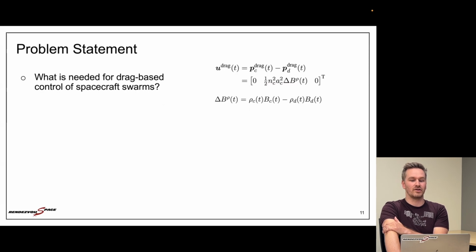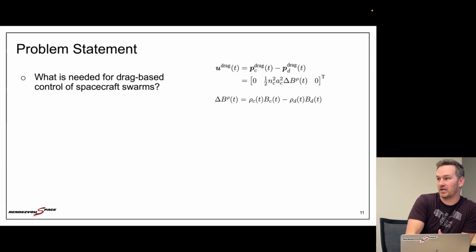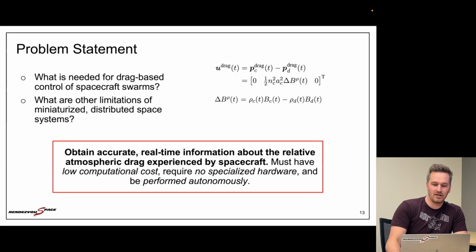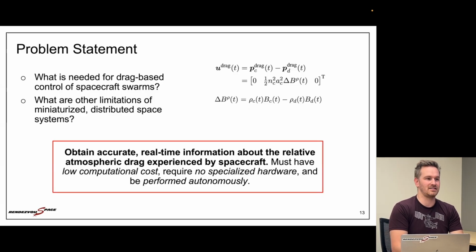That's what is needed to understand what that U is going to be. And so in addition to considering what is needed by control, I also need to think about what are the limitations of miniaturized distributed space systems. And those are things we all know about, right? Needs to be low computational cost, needs to not require additional hardware.